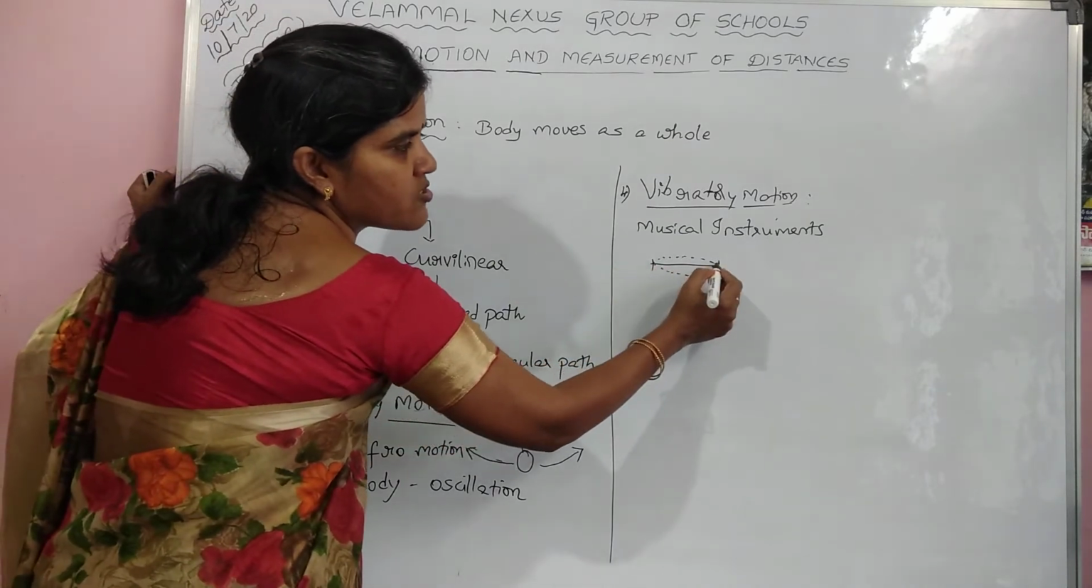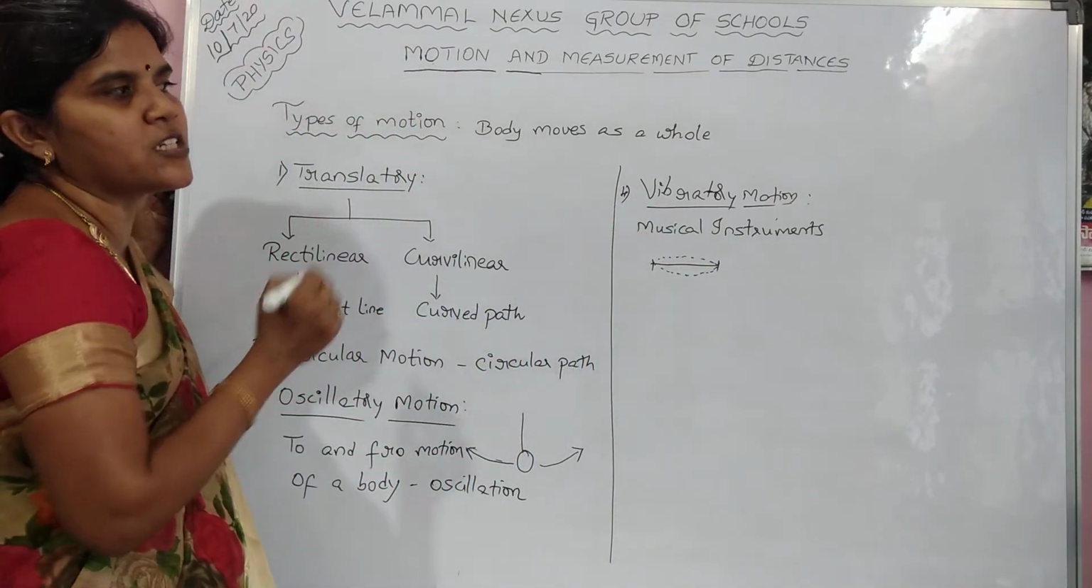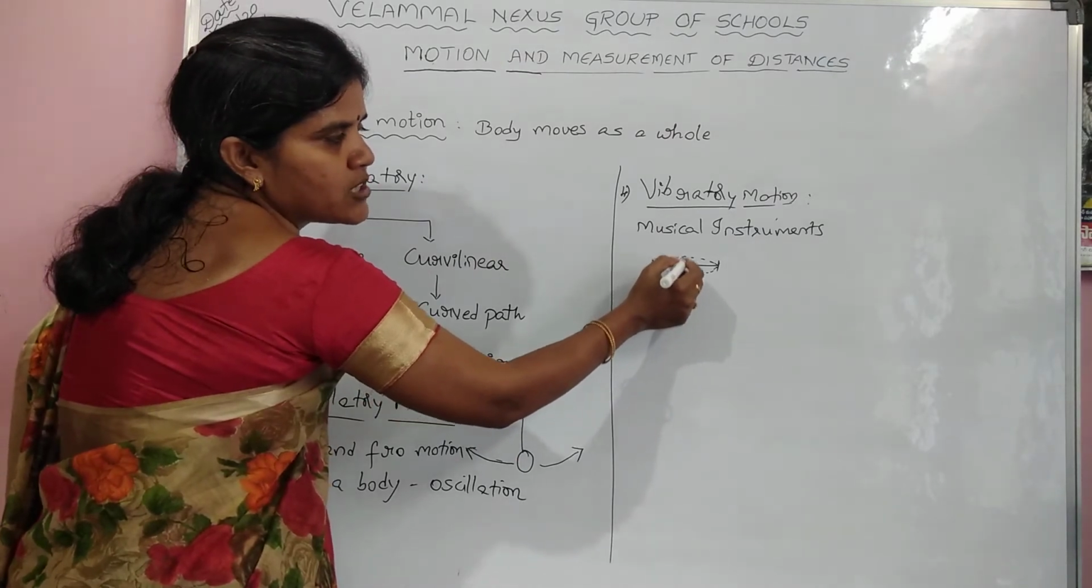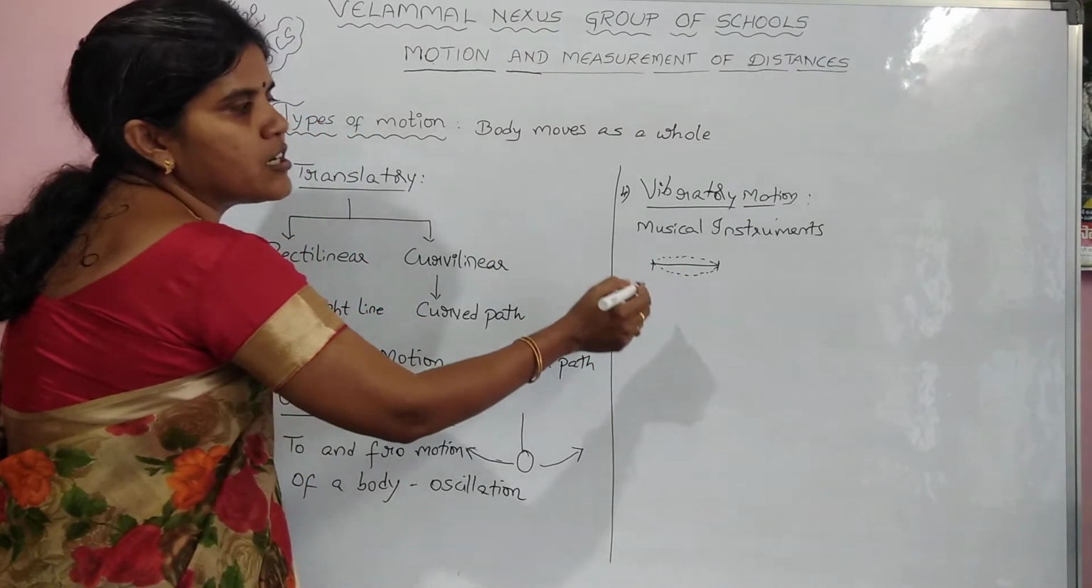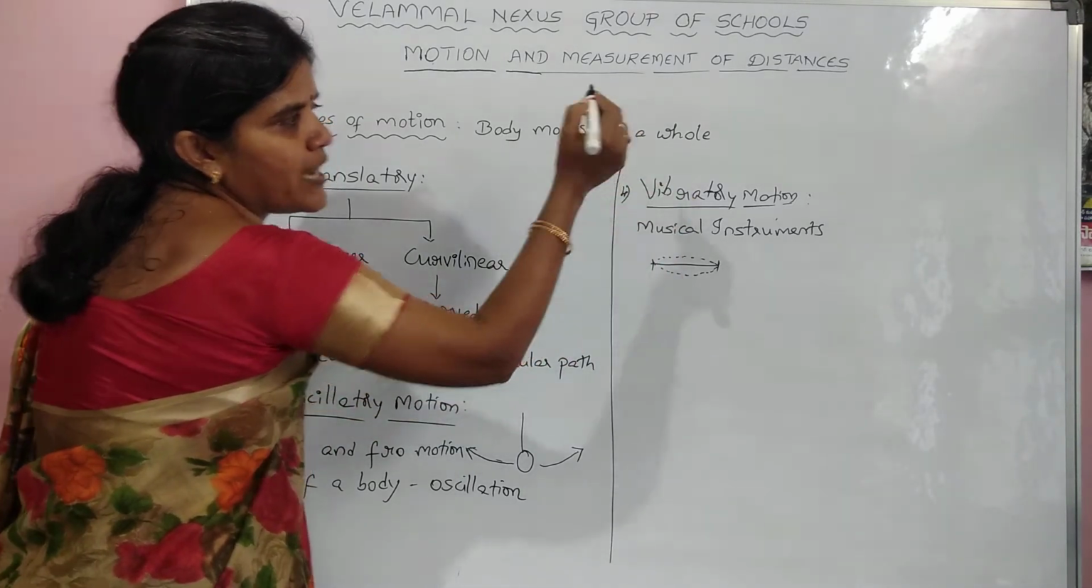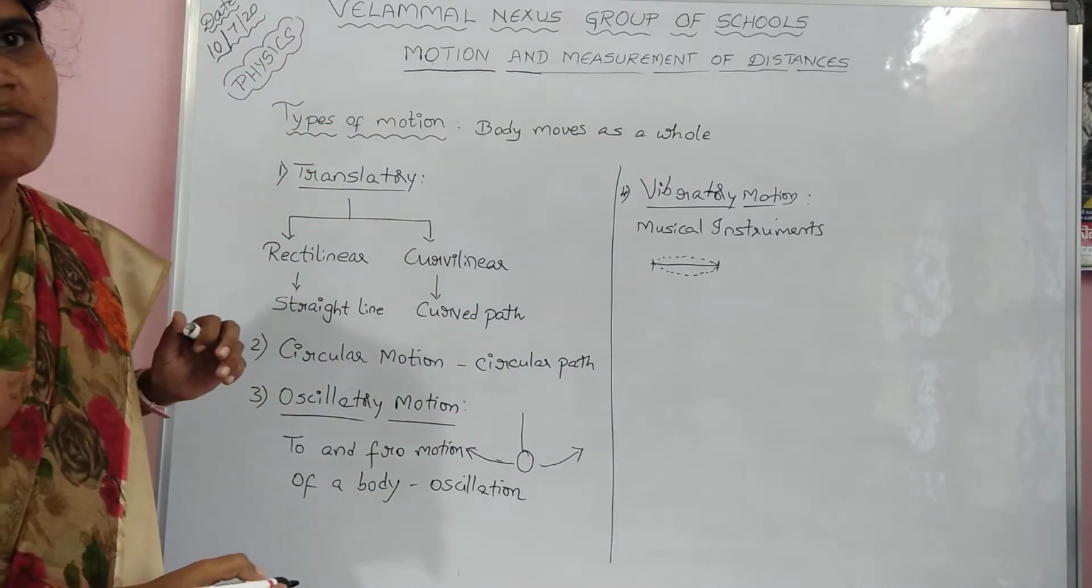The position of the string is said to be the main position. So this string starts vibrating on its main position. Such vibrations observed in musical strings are known as vibratory motion.